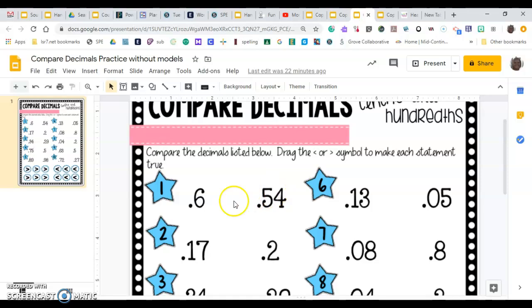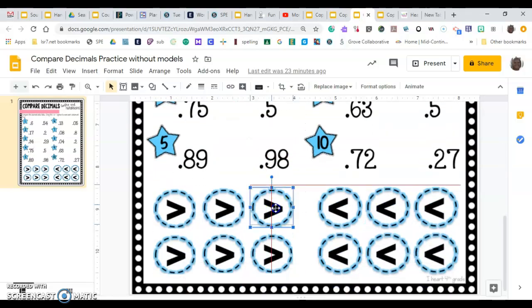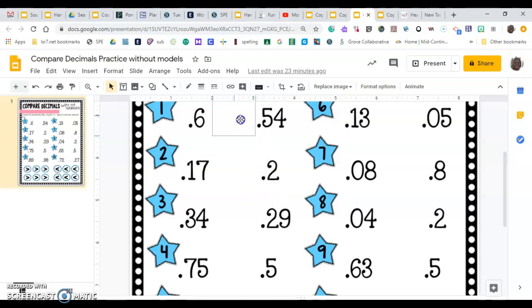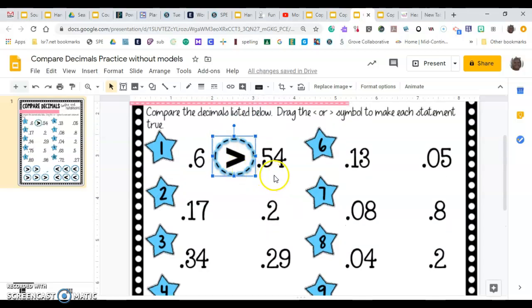Okay, so I'm going to do the top number 1 and number 6 for you, and I'm going to walk through it without pictures. So I have 6 tenths and I have 54 hundredths. So visually I'm thinking in my brain, 6 tenths is 6 whole columns. 54 hundredths would be just 54 of those little pieces. That means I would have 5 whole columns and then 4 in the next one. So that means that 6 tenths, 6 whole columns, is more columns colored in than just 5 columns and then 4 more little ones. So 6 tenths is going to be greater than, so I'm going to drag that out. 6 tenths is greater than 54 hundredths.